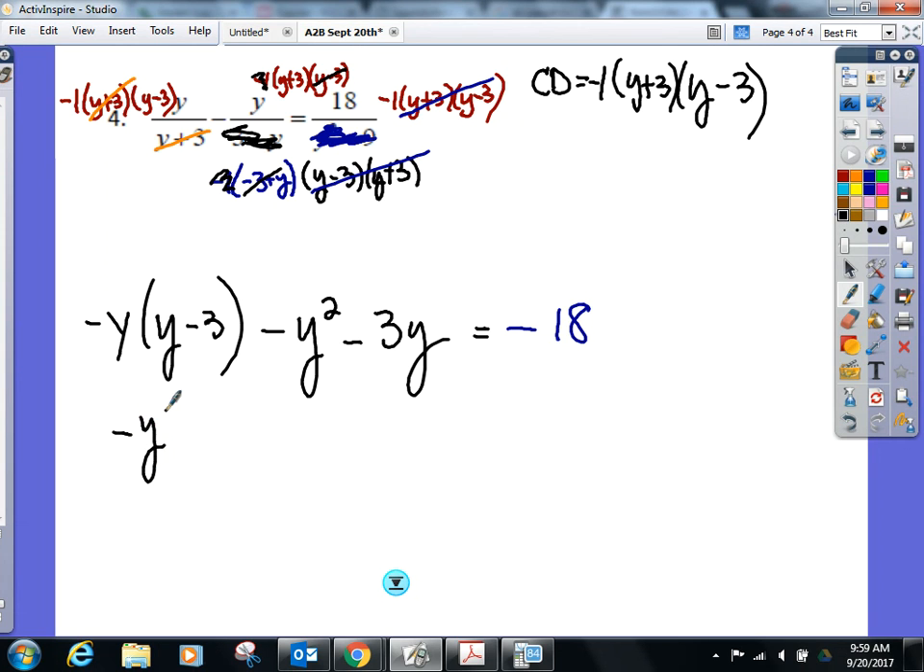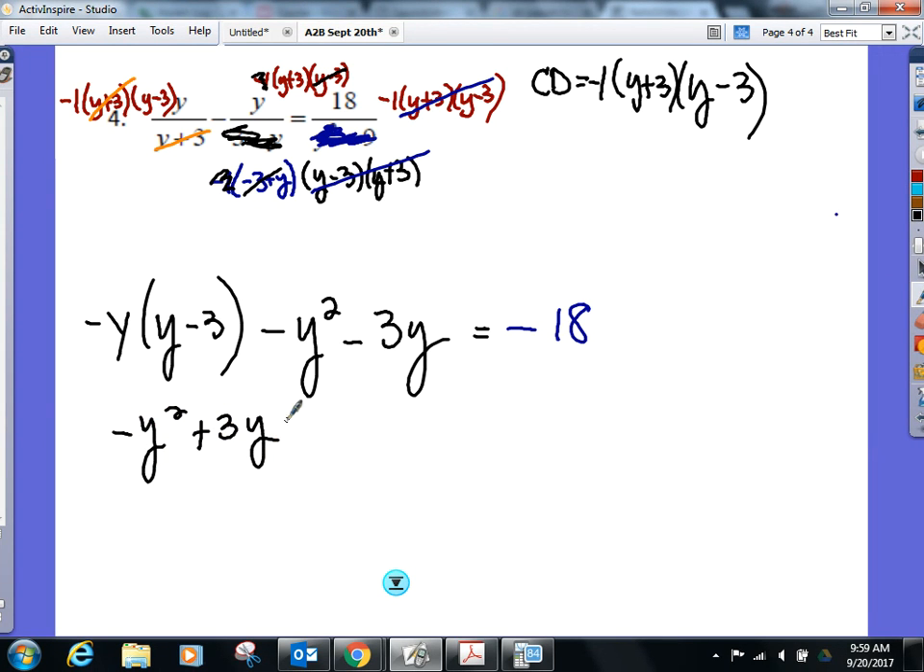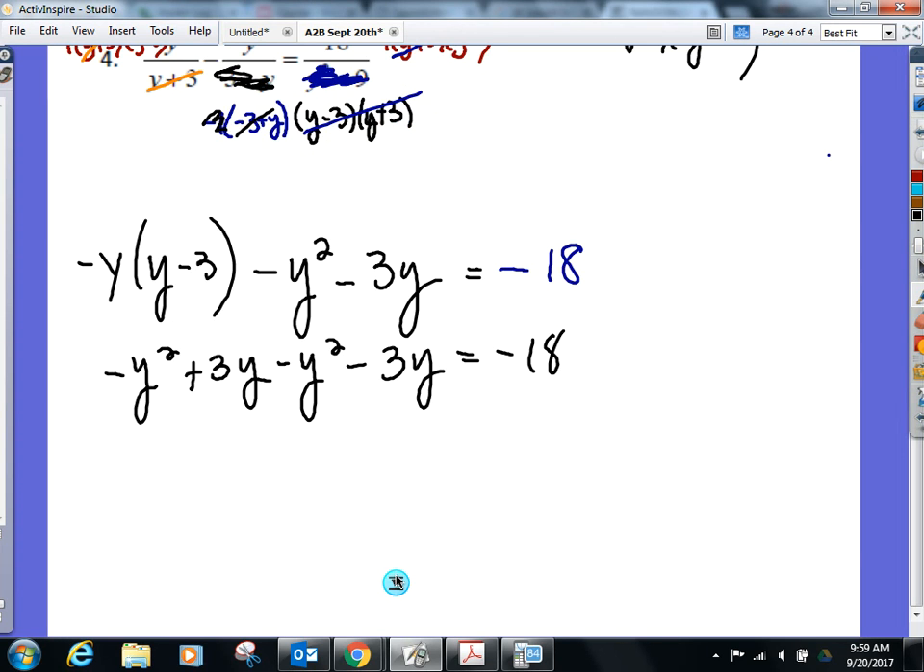Negative y squared plus 3y minus y squared minus 3y equals negative 18. What's going to happen now to the 3y's? They cancel each other out. Do the y squareds cancel each other out? Absolutely not, but that will be negative 2y squared equals negative 18. Really interested to see what you want to do from here, because there are two different ways we could go here. Just try it out.